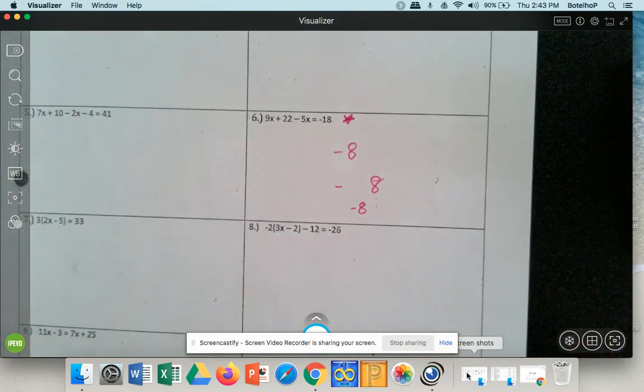The nice thing that will help you with this is none of the answers for your x's will come out to fractions or decimals or mixed numbers. So you'll always get an answer like 9 or 8 or negative 2 or 35 or something like that.